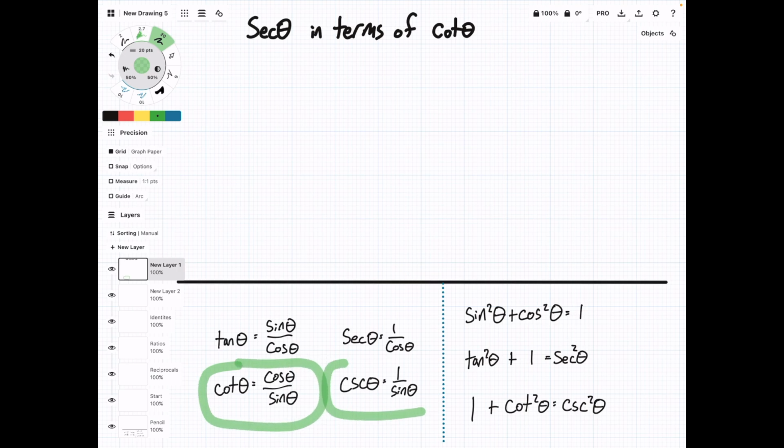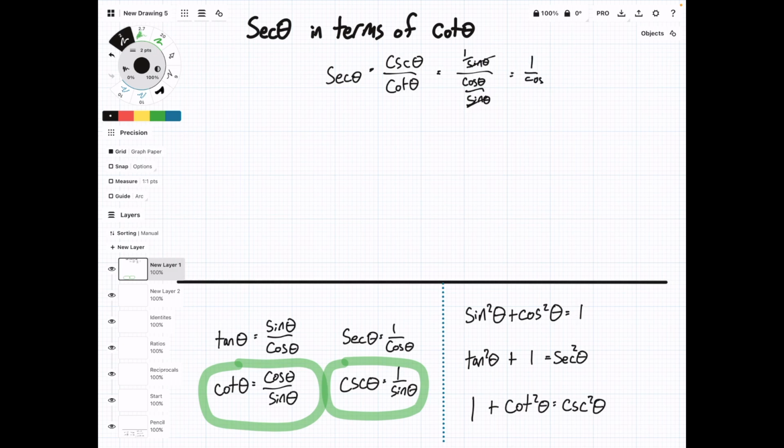To write secant theta in terms of cotangent theta, I'm going to use this ratio for cotangent theta and this ratio for cosecant theta. And I'm going to write secant theta first as cosecant theta over cotangent theta. So this is a tricky little start, but if we rewrite these in terms of sine and cosine, we get 1 over sine theta over cosine theta over sine theta. And because we're dividing by a fraction, this is going to cancel out, and we're just going to be left with 1 over cosine theta or secant theta. So that's the proof on the right there. I'm going to get rid of it.